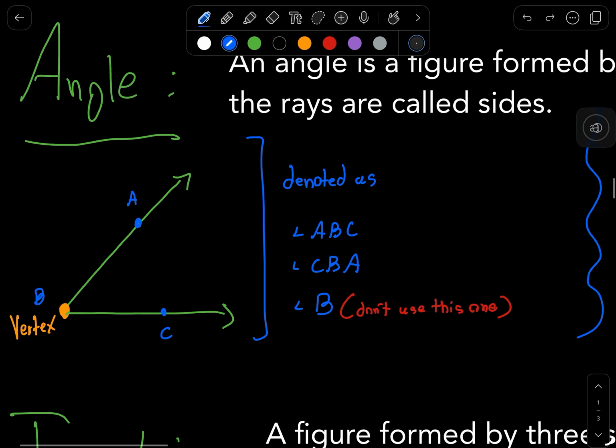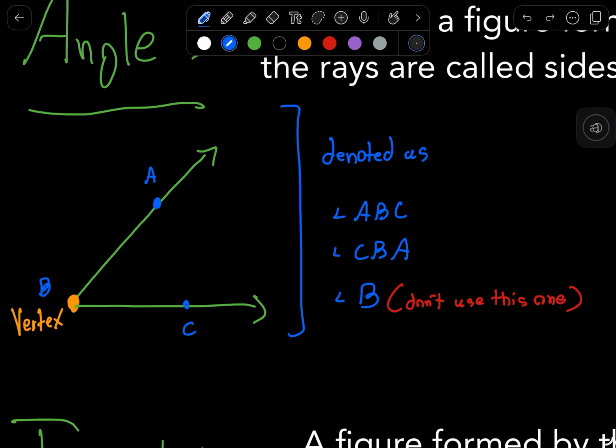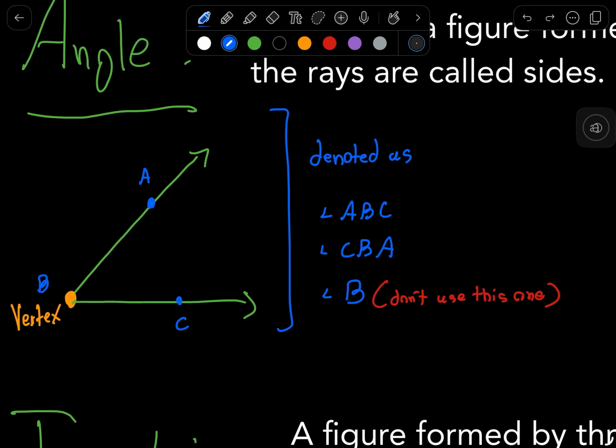Now the tricky part comes when you're denoting these angles, right? There are a lot of different ways to name this specific angle. For example, you can say this is angle ABC. And if you want to know why, you have to follow this pattern in your head: it goes from A to the vertex and then back out. So one way you can call this angle is ABC.